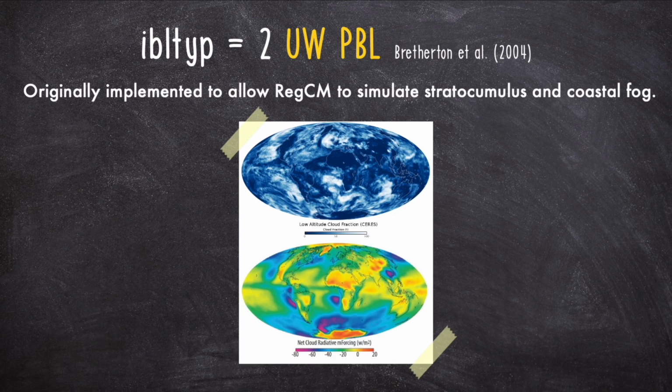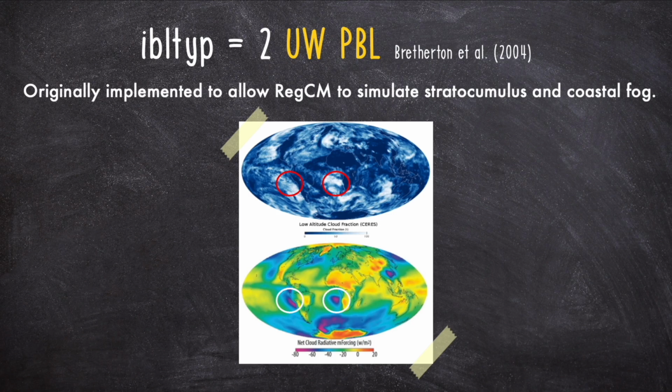The other boundary layer scheme is activated when we set ibltyp equal to 2. It is the University of Washington scheme, and it was originally implemented to allow RegCM to simulate the stratocumulus and coastal fog.